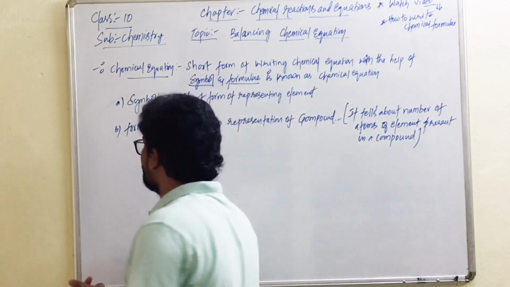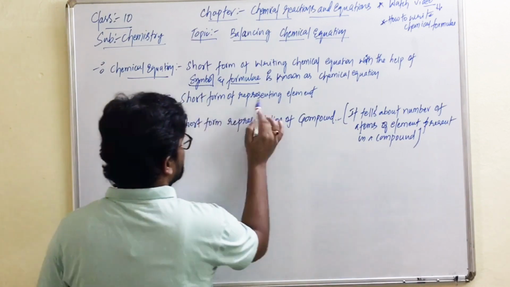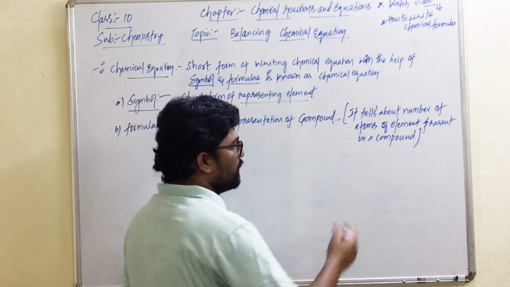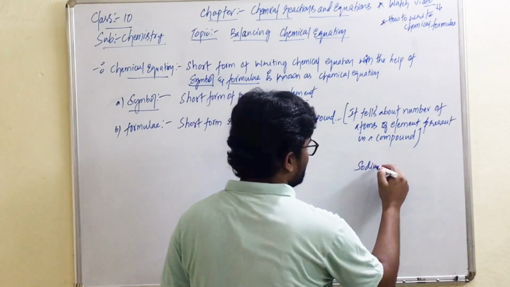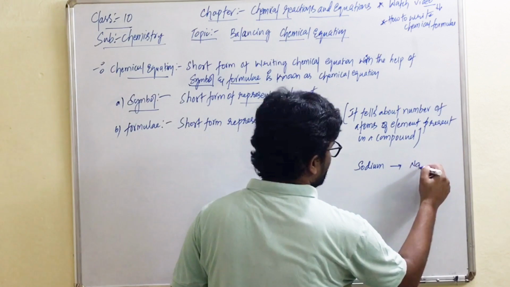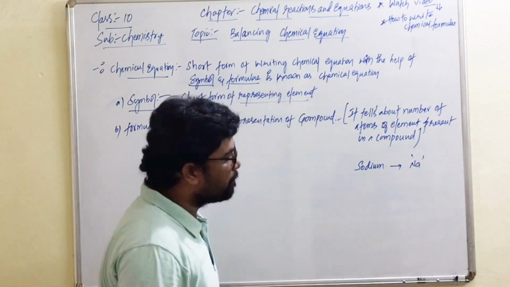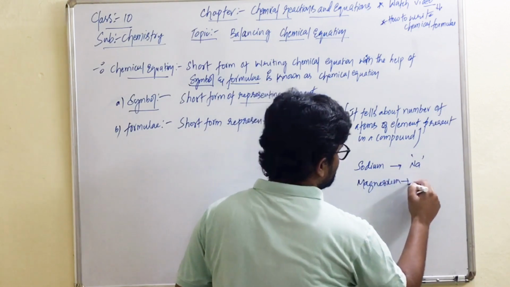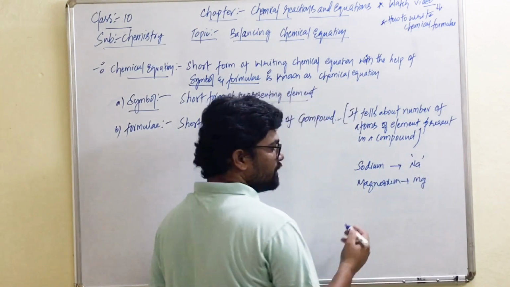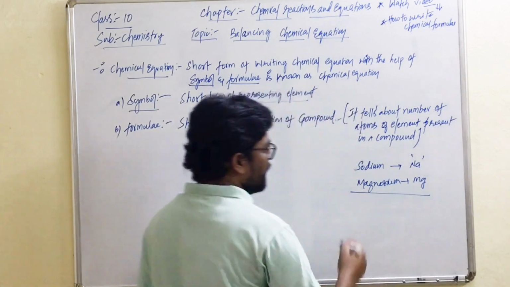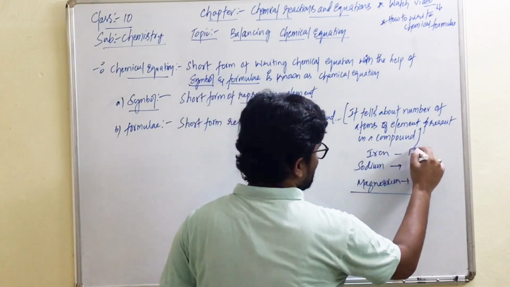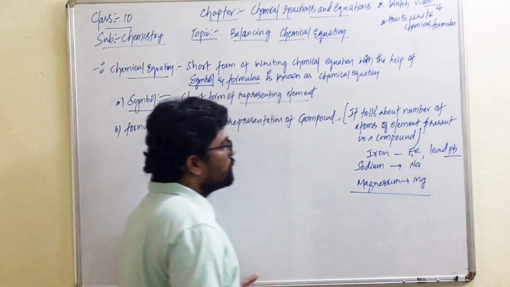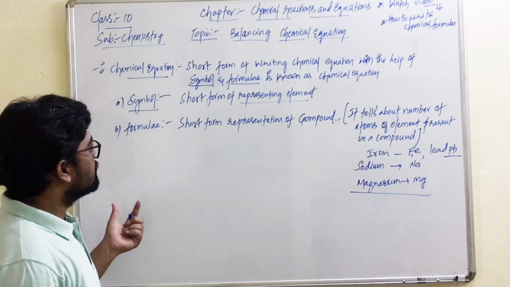So what does the word symbol indicate? A symbol is nothing but a shorthand representation of an element. For example, sodium is an element, so we represent it with the help of a symbol. The symbol of sodium is Na. Magnesium's symbol is Mg. Is it clear? So these are the element representations. Like iron, we represent as Fe, and lead as Pb. Those are called symbols.